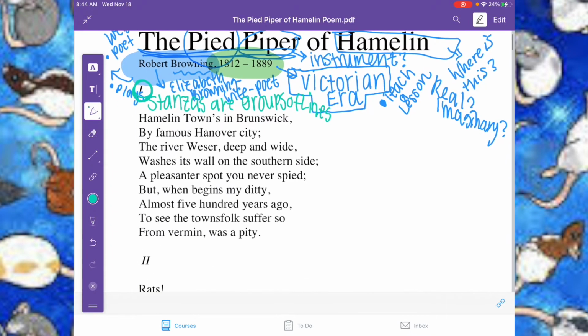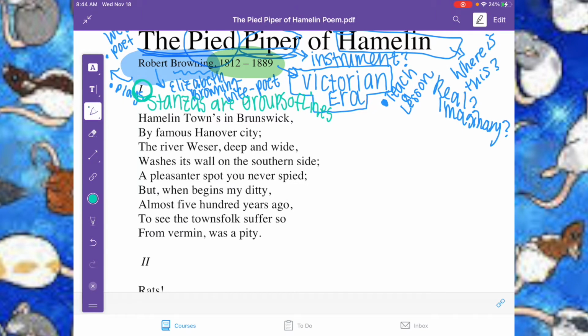Stanza 1, The Pied Piper of Hamelin. Hamelin town's in Brunswick by famous Hanover city. The river Weser, deep and wide, washes its wall on the southern side. A pleasanter spot you've never spied. But when begins my ditty, almost 500 years ago, to see the townsfolk suffer so from vermin was a pity.